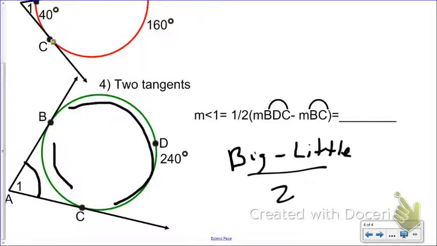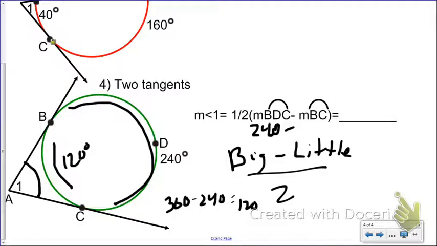And so again, a good way to remember these is big minus little divided by 2. Okay, here's another way to say it. 1/2 arc BDC is 240 minus arc BC. Now it doesn't say what arc BC is, but together these two arcs make up the whole circle, so together they have to be 360. So it has to be 120 because 360 minus 240 is 120. So this arc has to be 120. So 240 minus 120 is 120, and half of 120 is 60 degrees.